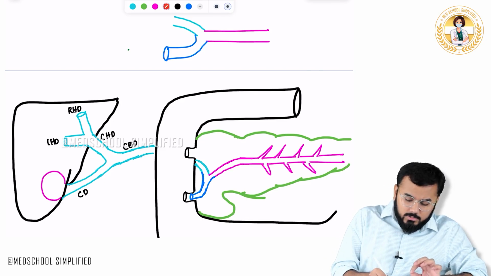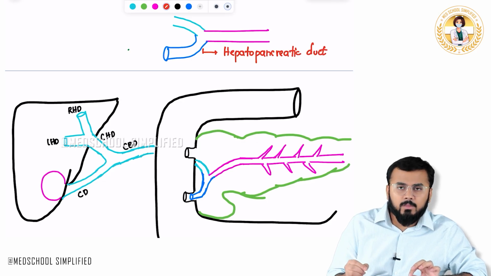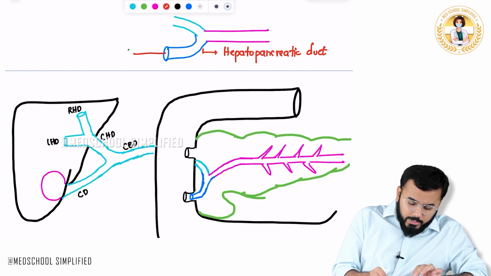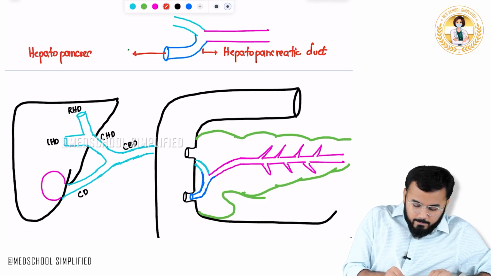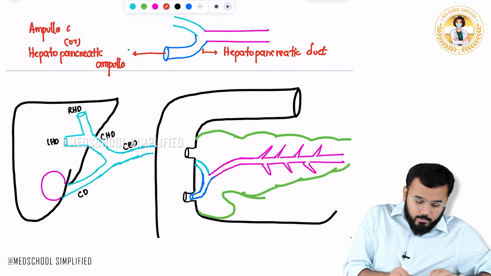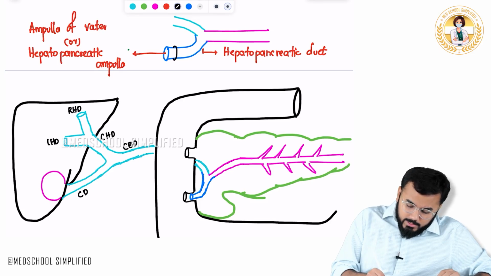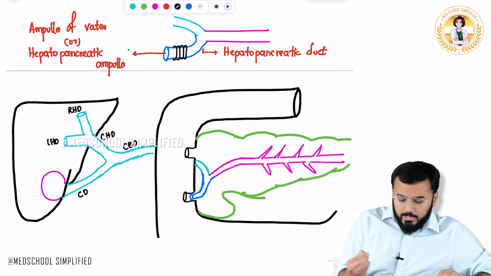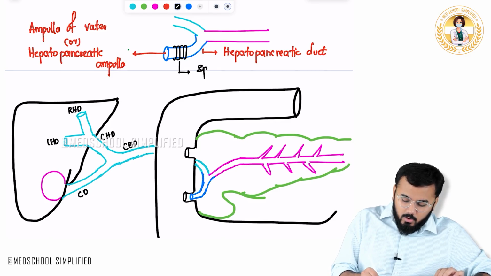Right. So, let me write these things down over here. So, this duct over here is called the hepatopancreatic duct. Okay. Now, this hepatopancreatic duct has an opening over here. This opening is called the hepatopancreatic ampulla. What is the other name for this? The other name for this is the ampulla of Vater. Now surrounding this, there is a sphincter. There is a sphincter that is surrounding the hepatopancreatic duct, and this sphincter you call the sphincter of Oddi.